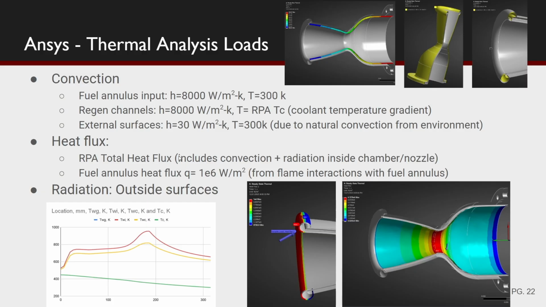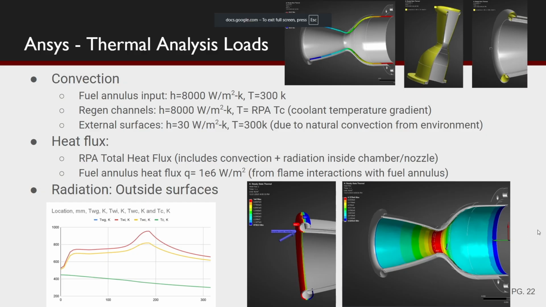And then the internal heat flux loads, we'll have two of these. There will be one on the fuel annulus, and then there will be one on the inside of the chamber. We will get the total heat flux from RPA, and we will import it into Ansys and use that for our heat flux loads here.